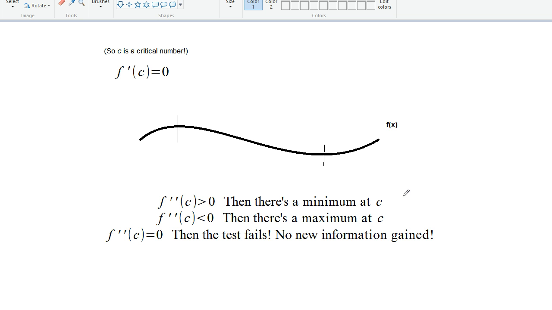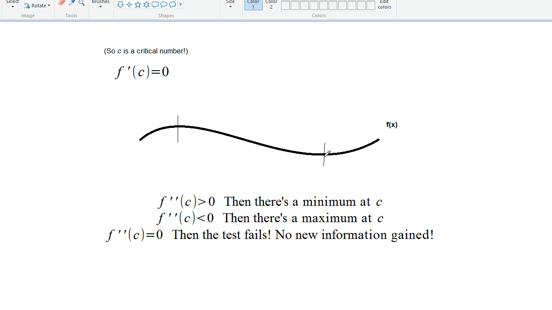So the second derivative test is useful because say you don't have a graph of the function like you do here. Then you can discover whether or not there's a relative maximum or relative minimum algebraically. For example, the second derivative test says that if the second derivative at c, let's say it's here, is greater than 0, then there's a minimum at c.